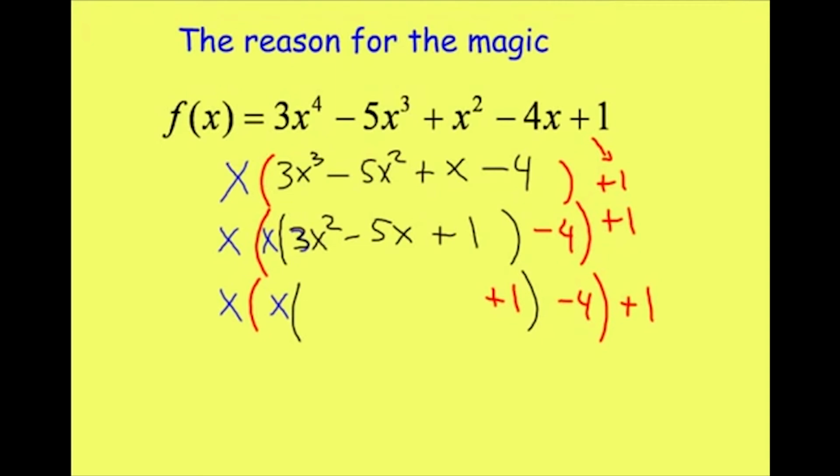And now the two terms that I have left, the 3x squared and the minus 5x, each of those have an x in. So I'm going to pull an x out of front of those, factor that out. When I factor out that x out of those two terms, I'm left with 3x and minus 5.